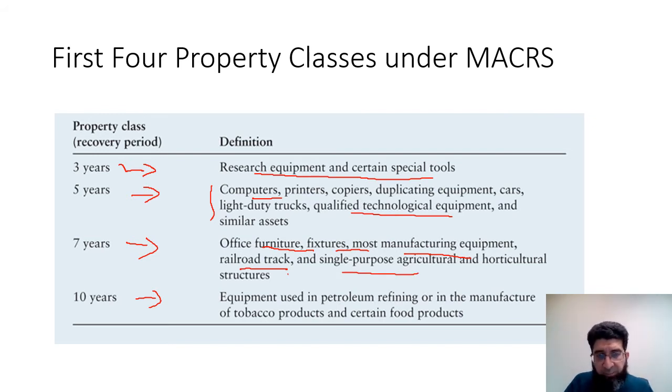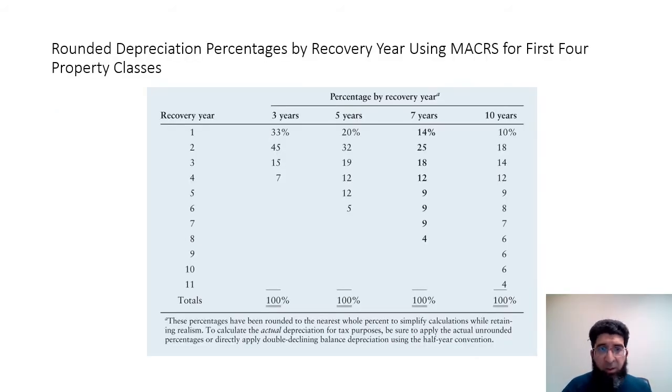Then in the 10 years recovery period, those are long term assets, for instance equipment used in petroleum refining or in the manufacturing of tobacco products and certain food products, etc. So this is the max 4 property classes, the first 4 property classes and their recovery years and recovery rates.